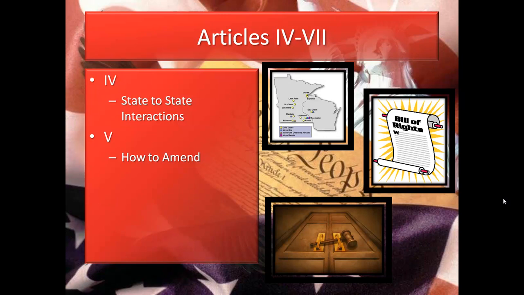Article 5 deals with how to amend the Constitution or how to change it. Hey, if we don't like it, how do we fix it? Number 6 deals with the supremacy clause. And we mentioned that earlier, this idea of who's in charge. How do we know who has the last word? And we don't want it to be an individual. We want it to be something more consistent, something more stable, something that's not at the whim of voters. Article 7 deals with ratification. And ratification is the process of approving the Constitution, formal approval of the Constitution.